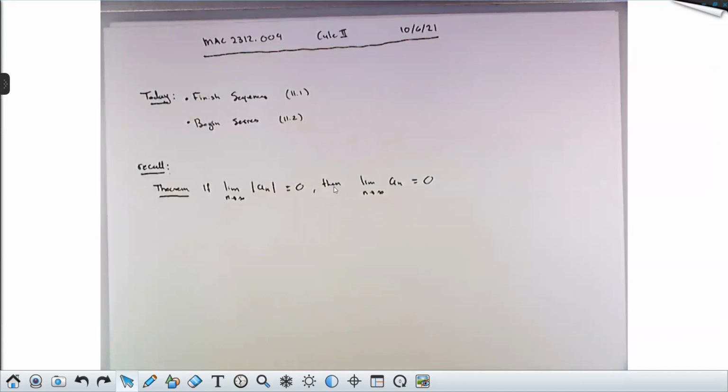We did have one sequence last time where from the graph, we were able to tell that the limit was 0, but we didn't have any algebra tools that told us what the limit was. This theorem will give us a path.